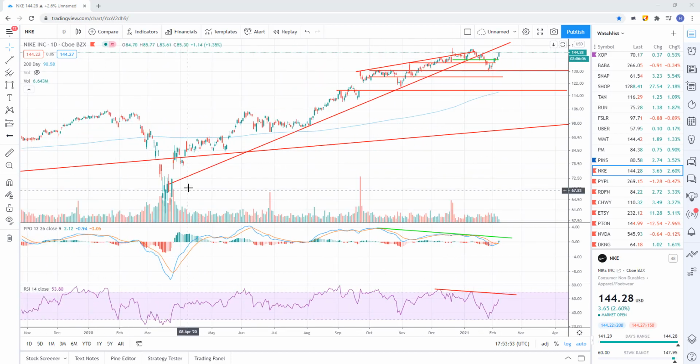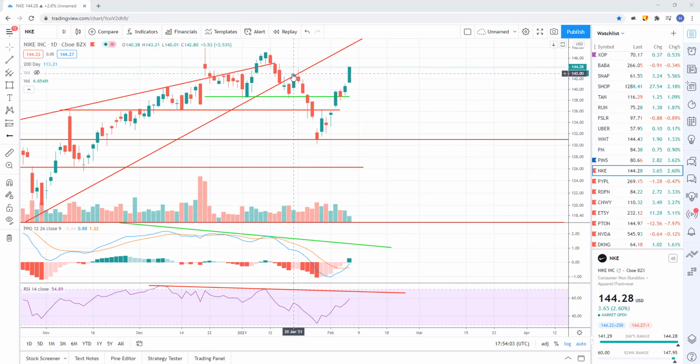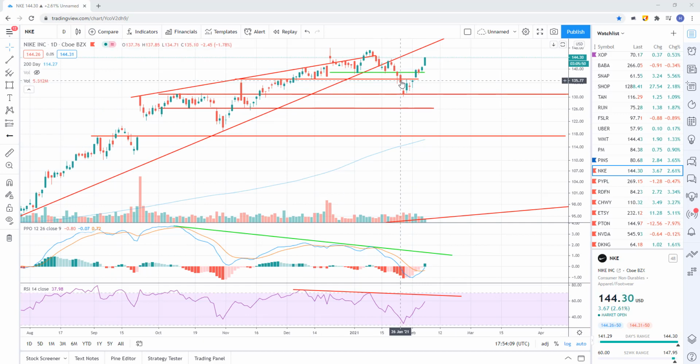Why do I like it? Well, you've got negative divergence here on the daily, clear negative divergence, an uptrend line that was broken. We back tested, we rolled over. Now we're coming back in for another back test. So this market loves to backtest. Let's just put it that way.